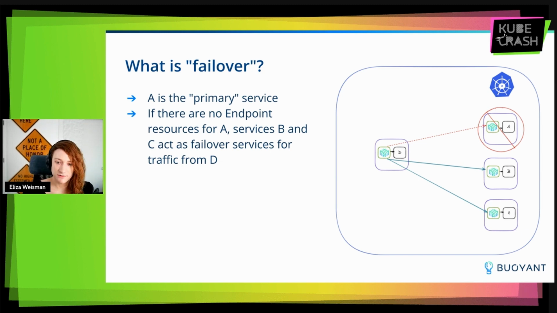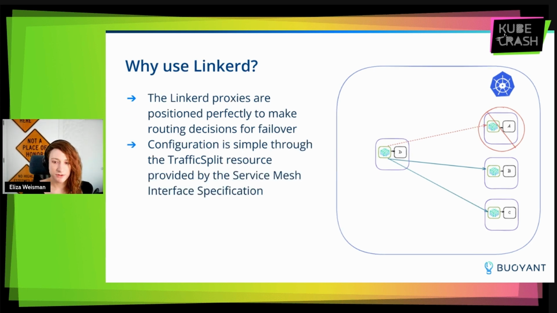But if they all go away for some reason, then we might fail over to B or C here. So why do we use Linkerd for this? Well, Linkerd proxies are well positioned to make routing decisions, right? We've put one of these proxies in all of the pods in your cluster. And so they're transparently intercepting and forwarding traffic between the different pods in the cluster, and we can very easily and transparently configure them to perform this failover.